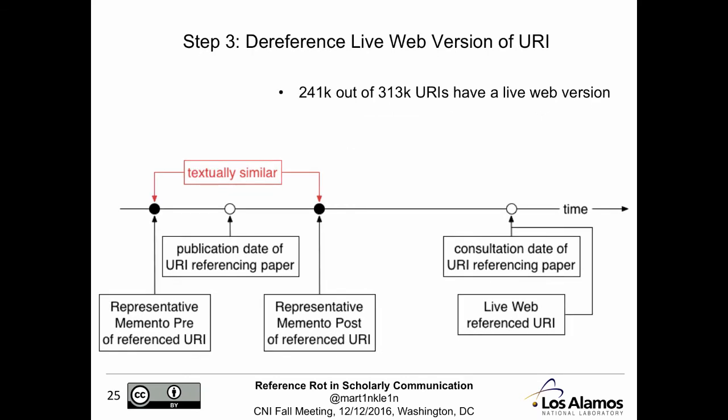And we notice, because then we have the other problem that link rot kicks in again, that only 241,000 out of our 313,000 actually still have a live version of that URI available. So we can only make that comparison for 240,000 URIs.